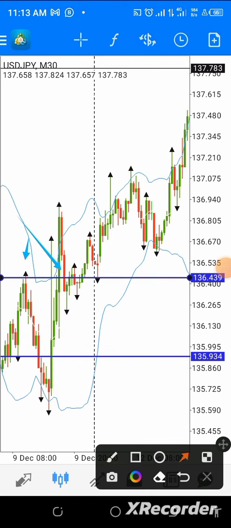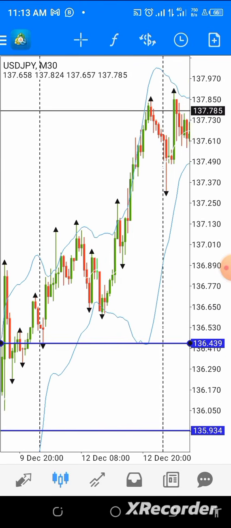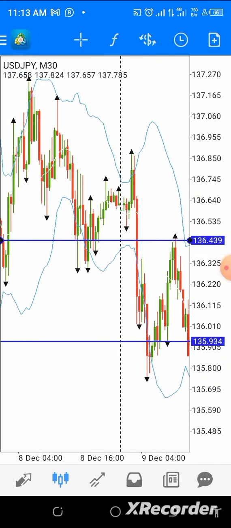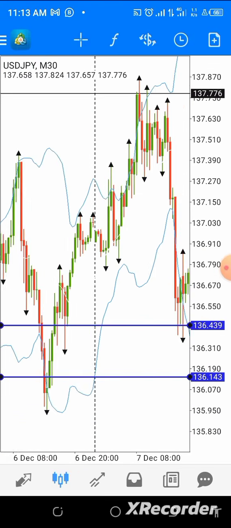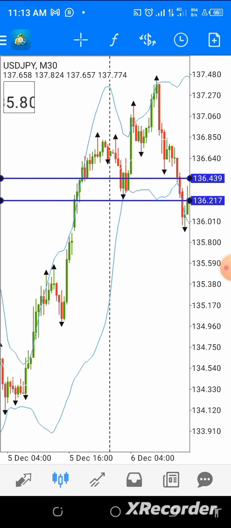When this fractal has already been broken, you enter your breakout and the market continues to go in your direction. And as you can see how long it is. Let me show you another strategy. This is the 30-minute time frame, guys.